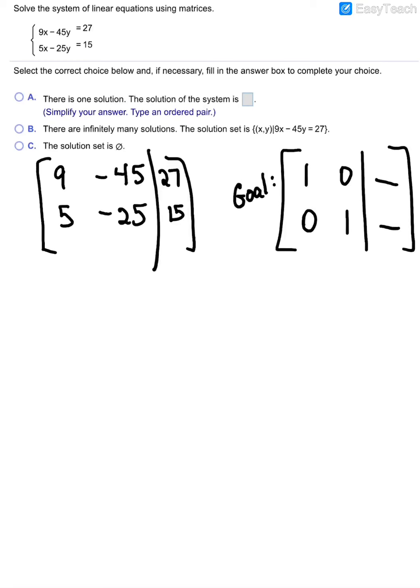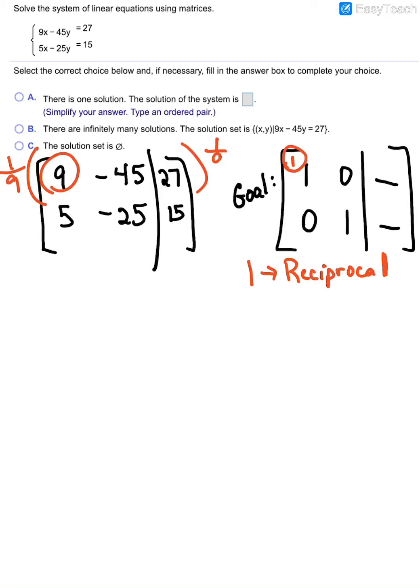So for step 1, I'm looking at the 9. And remember, when I want to turn something into a 1, I think of the word reciprocal. It ends in an L, and the L looks like a 1. So I would ask myself, what is the reciprocal of 9? The answer would be 1 over 9. So we're going to multiply 1 over 9 times row 1. And remember, it's just directly to the row. Think of it as a one shot.